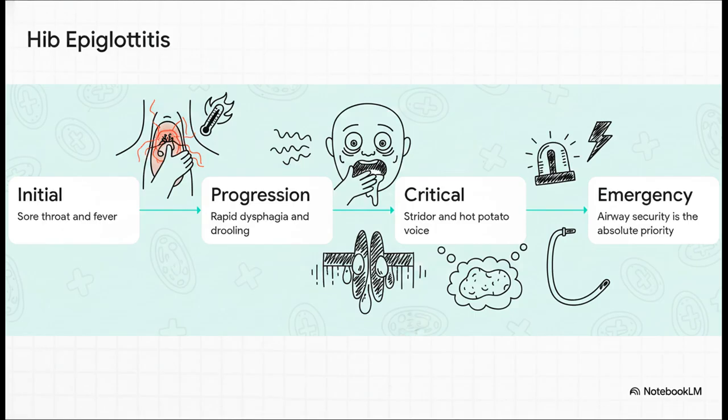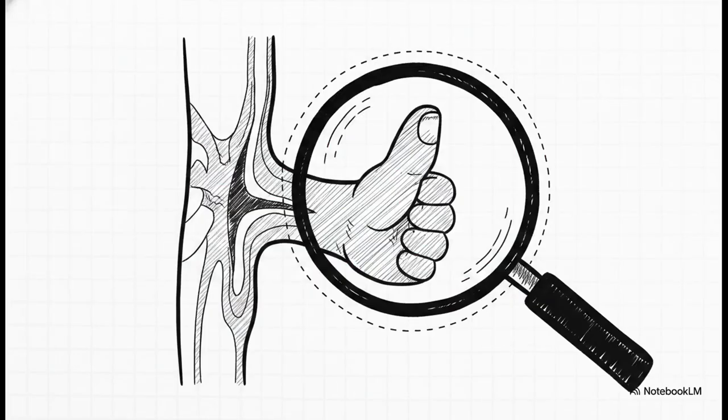Step 4 is the most important thing to realize. This is an absolute airway emergency. Now, in the post-vaccine era, we actually see this a bit more in adults, but that rapid progression remains exactly the same. And this brings us to the radiographic buzzword you absolutely must know for epiglottitis: the thumb sign.